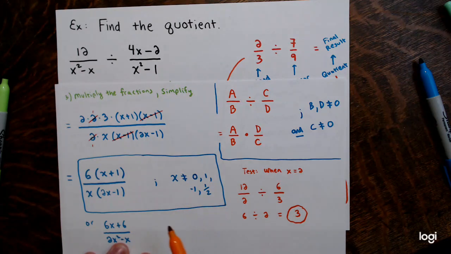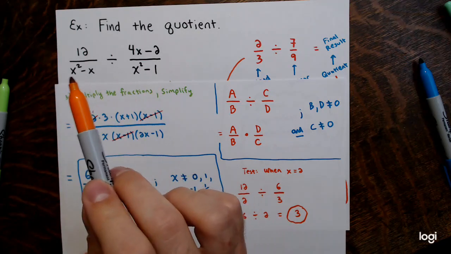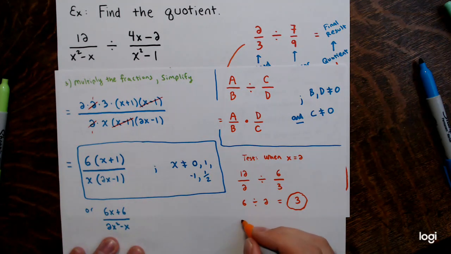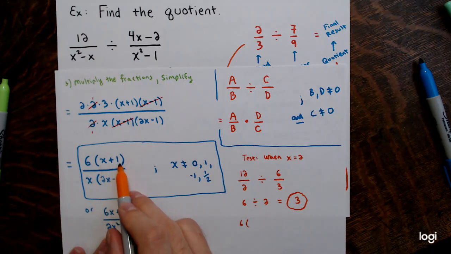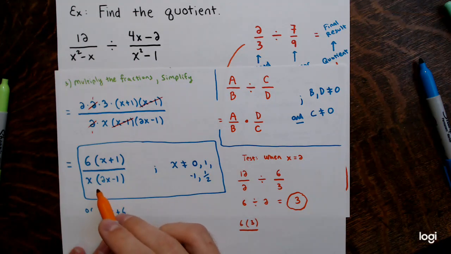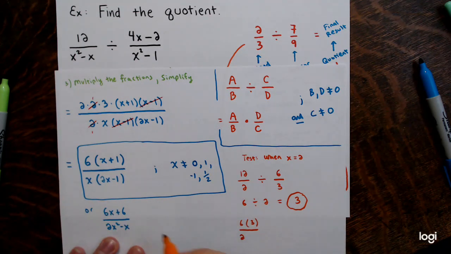Now let's see if I get that with this. That's what I get when x is 2 back in the original expression. Try it out in my new expression, what I said it was equal to. So in the numerator, we'd have 6 times 2 plus 1. So 6 times 3, that'll be 18 in the numerator. And then the denominator, I have 2 for x, 2 times 2 times 2 minus 1 would be 4 minus 1, that'd be 3 again. And can you see how the 3's are canceling? 6 divided by 2 is 3, and they are the same value.